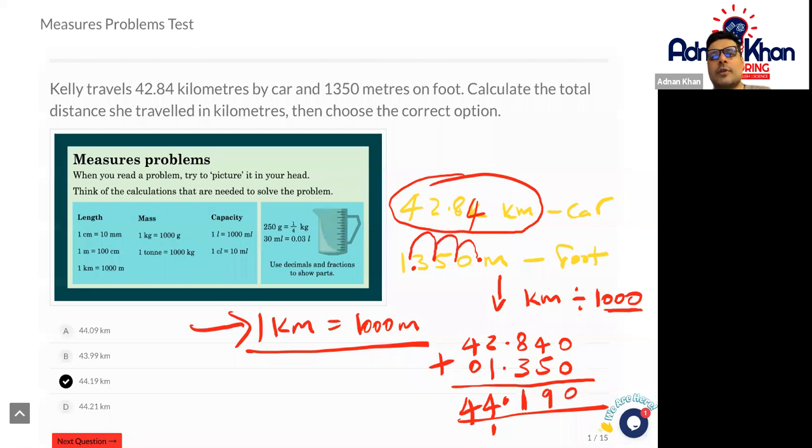Okay, so try your best with the rest of the question. Just remember to refer to the image that gives you the measurements and try your best with the rest of the questions.